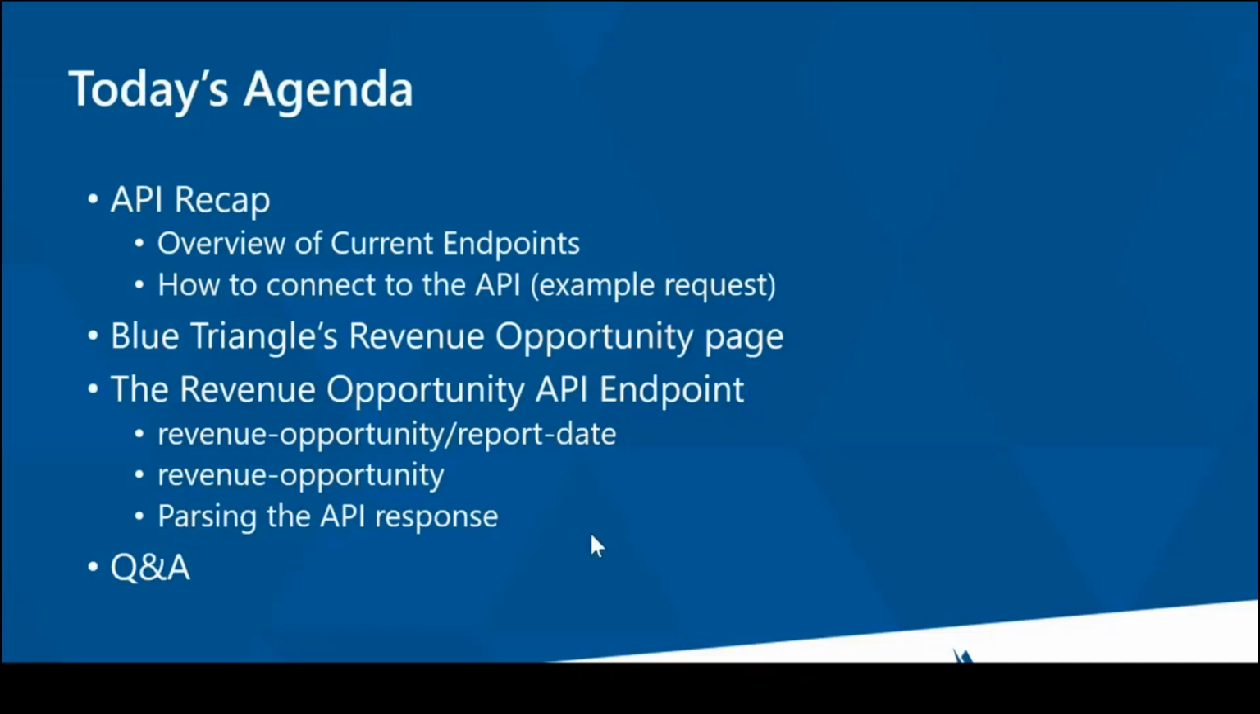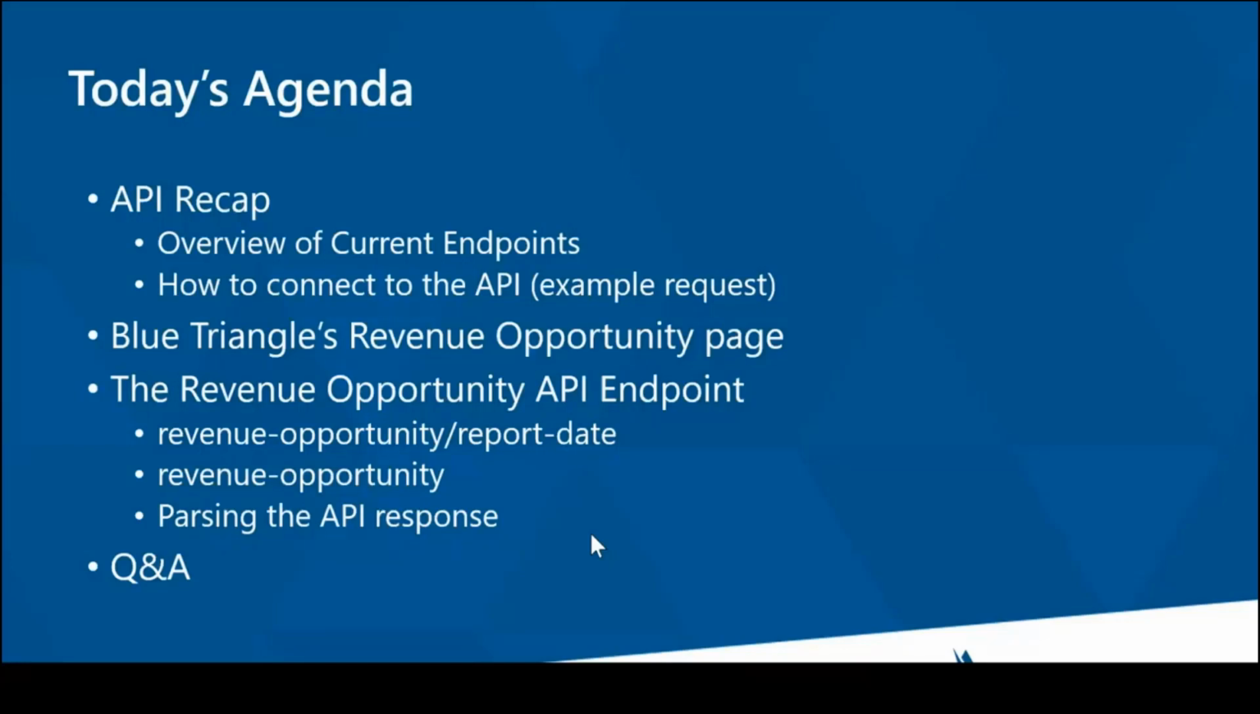For the agenda today, we're going to start with a quick recap of the API basics. We'll talk about what available endpoints we have, and then how to connect to the API. There's a couple of headers you'll need to set to authenticate, and we'll show you how to do that up front. Before we get into the revenue opportunity API endpoint, we're going to run through the revenue opportunity page and talk through what revenue opportunity is and what kind of data we're actually pulling. And then we'll get into the API endpoint.